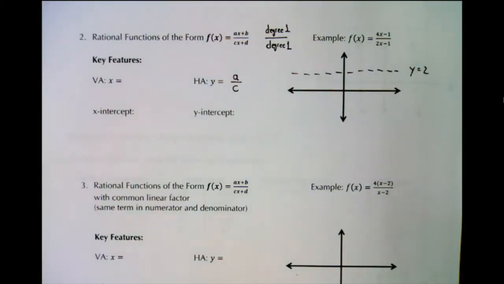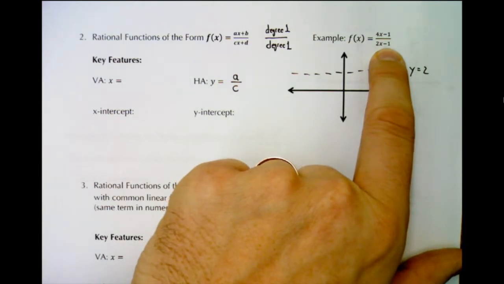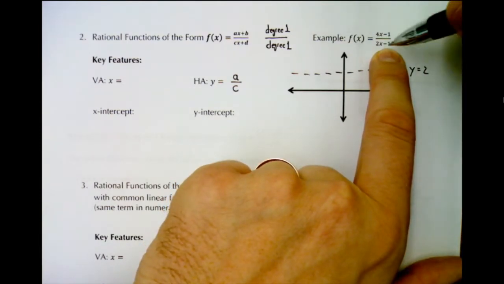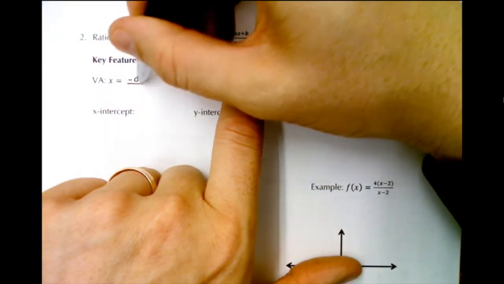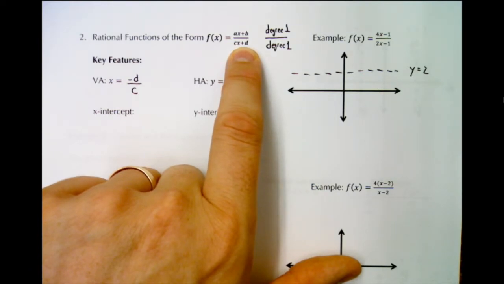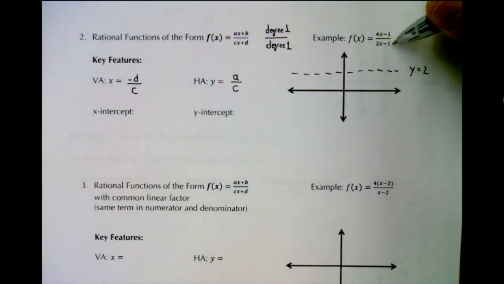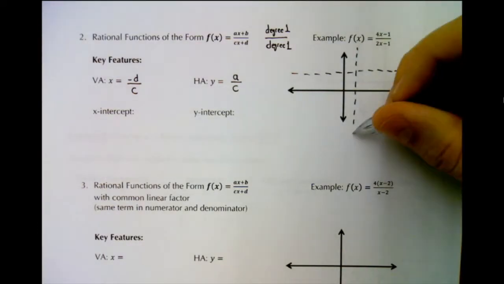Vertical asymptote comes from the denominator. You take your denominator, set it equal to 0, and solve. So in this case, it's going to be 1 over 2. But using letters, it's the same as above, negative d over c. Just taking cx plus d, setting it equal to 0, and isolating for x. You get negative d over c. So negative d would be negative negative 1, which is 1, divided by c, which is 2, is 1 over 2. So we have a vertical asymptote right here at x equals 0.5, or 1/2.